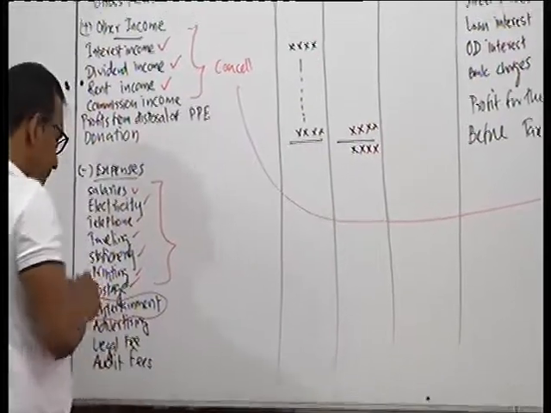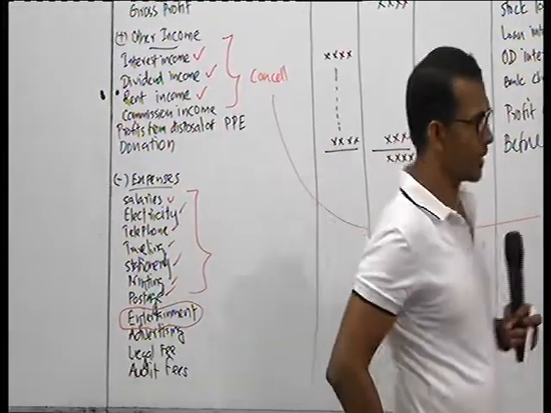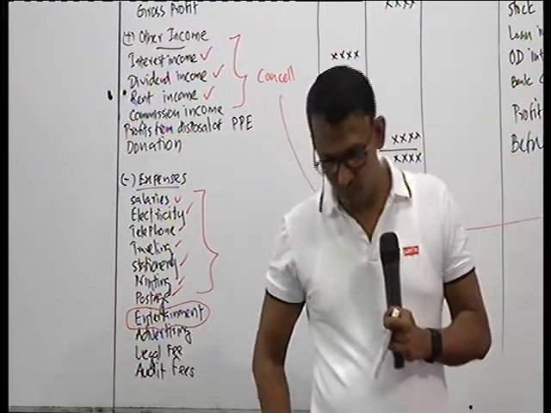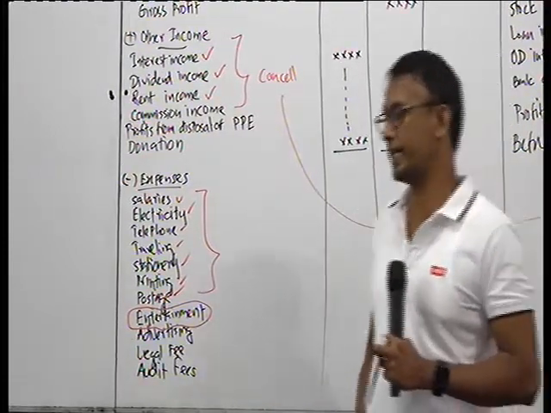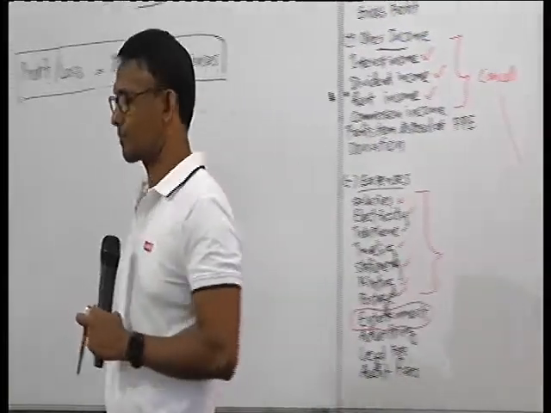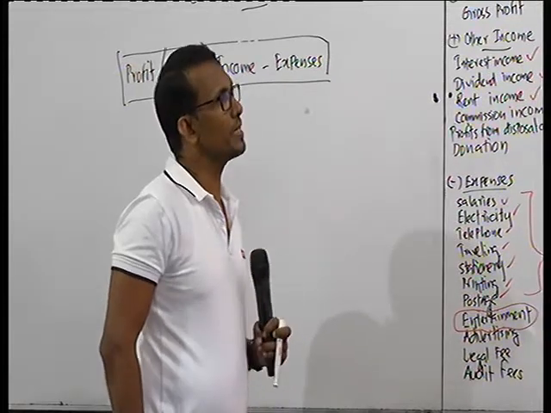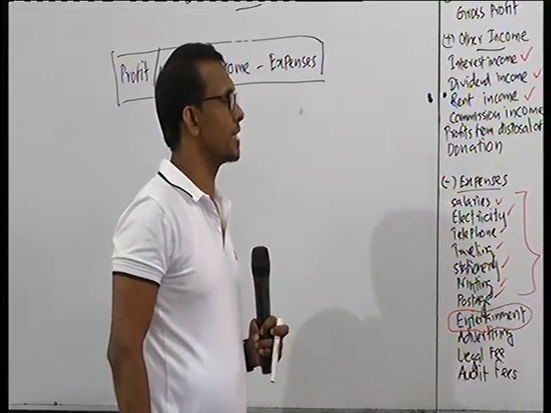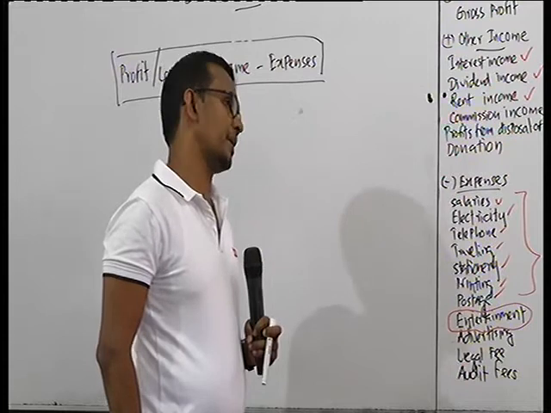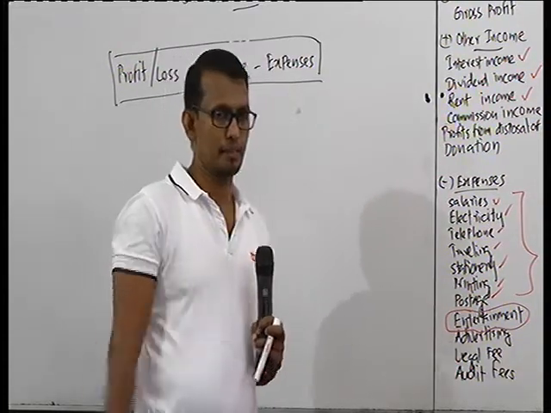Now, the entertainment expenses, for accounting purposes, in the eyes of accountants, you consider as an expenditure incurred in that business, and therefore you deduct. But for tax purposes, what you really look at is whether this expenditure is incurred in the production of income or not.